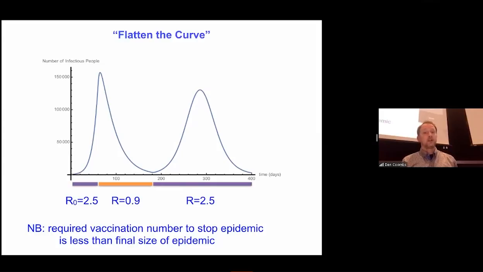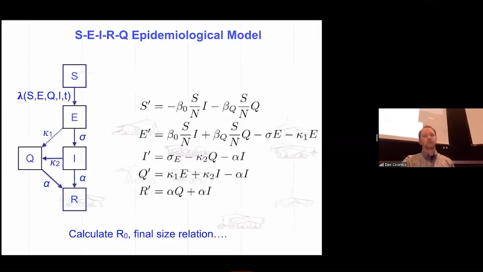Okay, that's fine. But then suppose that the measures are stopped and the R0 goes back to where it was. Well, then you end up with just about as big of an epidemic as you would have had in the first place if you hadn't done anything. So flattening the curve is fine, but you have to keep flattening the curve for a long time to have the effect.